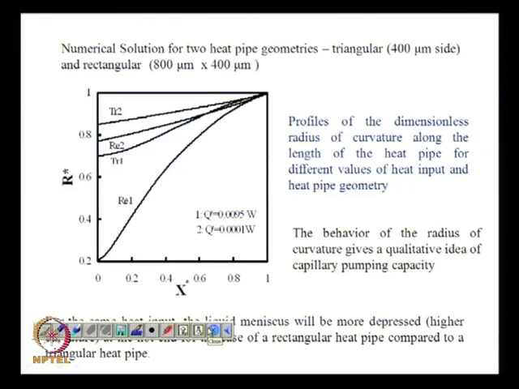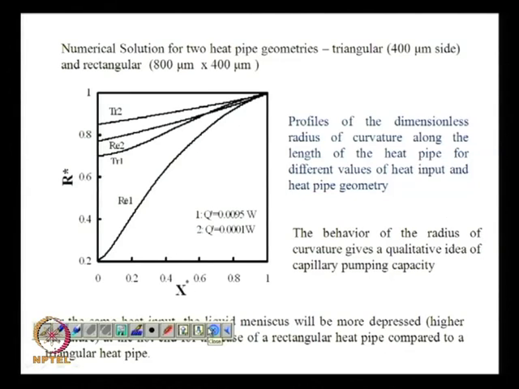So, a triangular groove will work better than a rectangular groove, since the angle is going to be less for a triangular case. And this can also be verified by looking at the numerical results: for the same heat input, the change in radius of curvature for the triangular groove is relatively less compared to that of a rectangular groove.